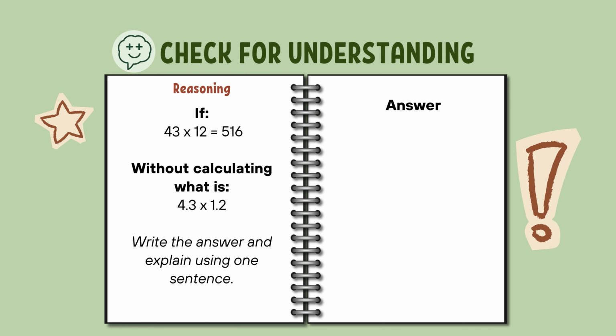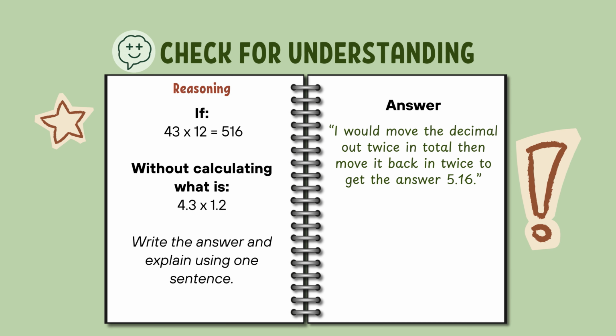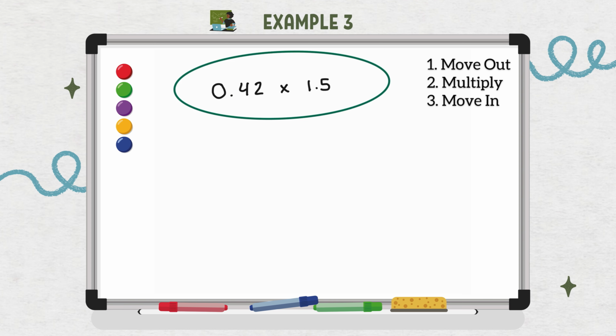Check for understanding. If 43 times 12 equals 516, without calculating, what is 4.3 times 1.2? Pause the video and write your answer and explain using one complete sentence. Then press play to see my answer. Here's my answer. I would move the decimal out twice in total, then move it back in twice to get the answer 5.16.